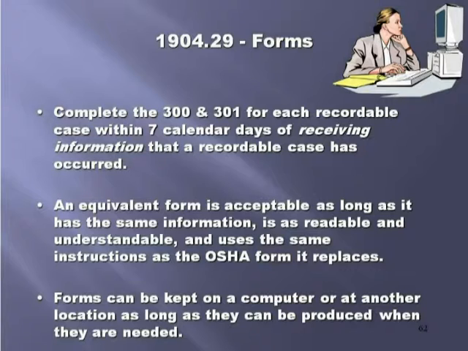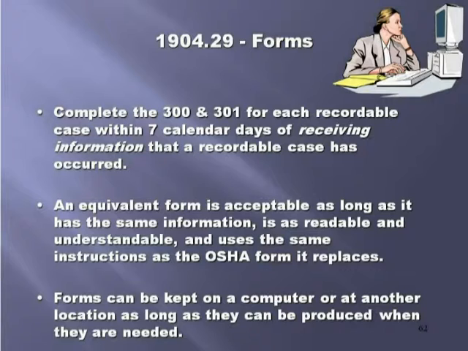The time of receiving this information could be the next year or 2 years later. Either way, if you receive information that a case has occurred, you have 7 calendar days to evaluate the situation and to make the determination whether the case is recordable or not, and properly record it on your OSHA 300 form.